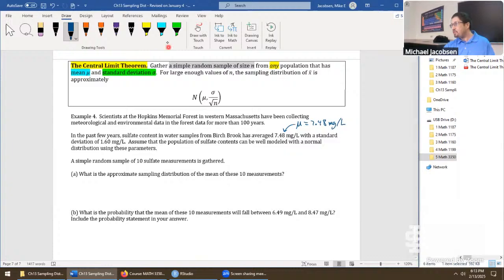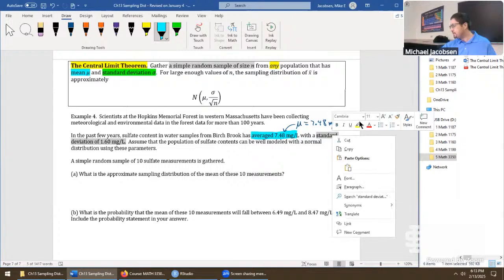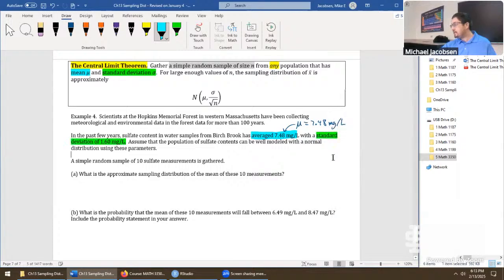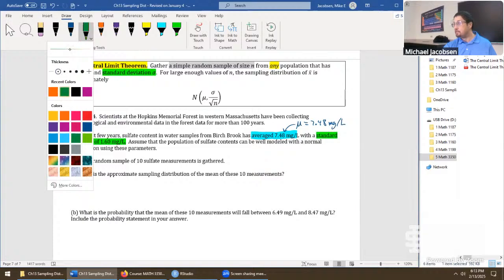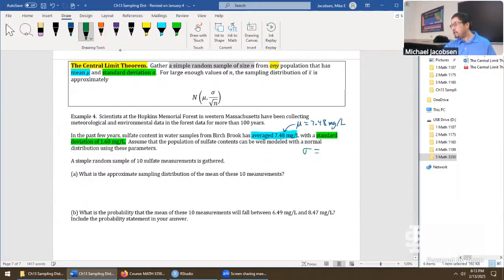It also says we have a standard deviation, but let me first grab that. Notice that they said average. We just have to know average and mean are synonymous when it comes up. And we next have a standard deviation, 1.6 milligrams per liter for sulfate content in that brook. So that gives us a value next of sigma equals 1.60 milligrams per liter.